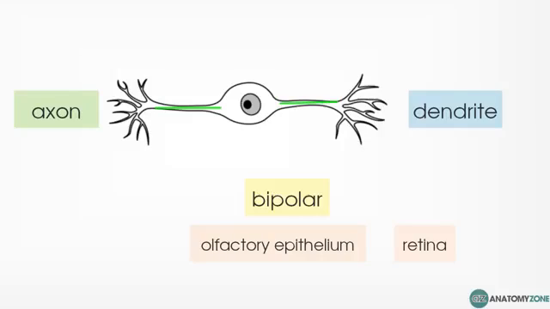So the unipolar neuron is found in sensory neurons, and you've got the bipolar neuron found in various areas such as the olfactory epithelium and the retina.